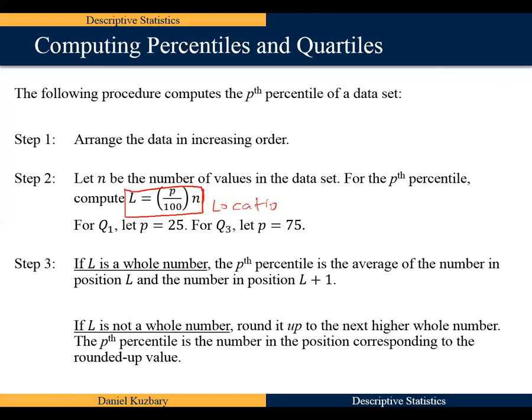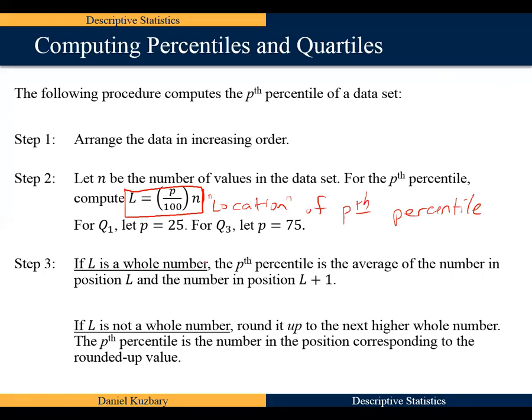So this L stands for location, meaning which number is it? Is it the first number in the data set, the third, or the fourth, or so on? What's the location of that percentile? And then these are quartile things I'll show you later.